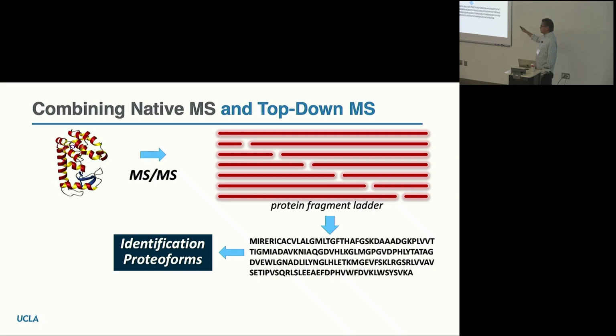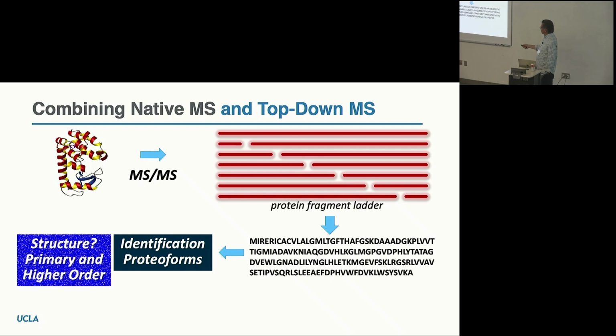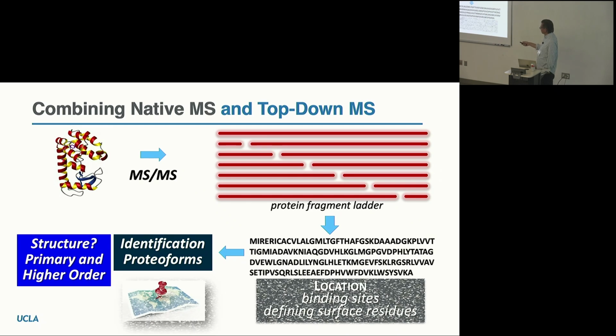If we have the sequence of the protein, then we can try to figure out what these fragments are and how they map onto the sequence. We can get information about the identification of the protein, but for our purposes, we can get information about binding sites of where ligands are present on a protein.